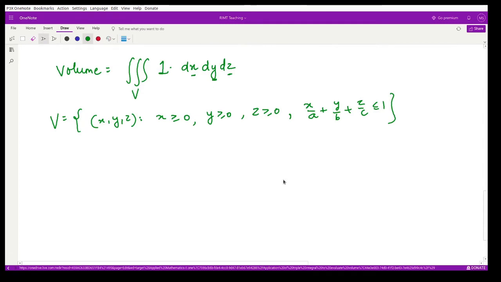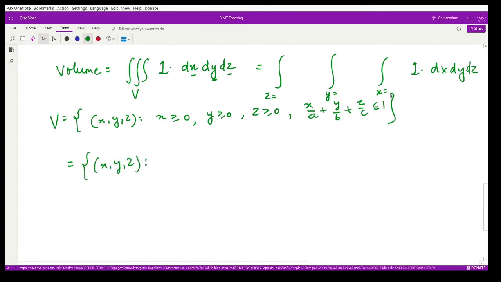So accordingly, we can convert our limits here. So this is converted to the limits of z here, then the limits of y here, and then the limits of x here, 1 into dx, dy, dz. So for that, we'll convert the limits. Firstly, we have to write the limits of x, and it may contain both y and z. So here in this case, the lower limit is 0. So we can directly write 0.